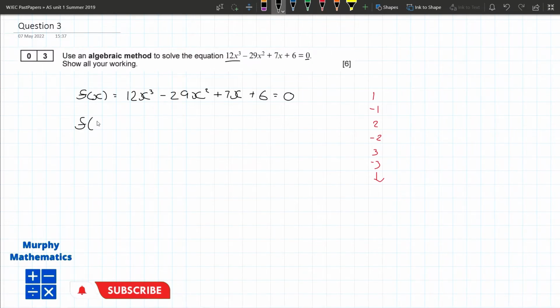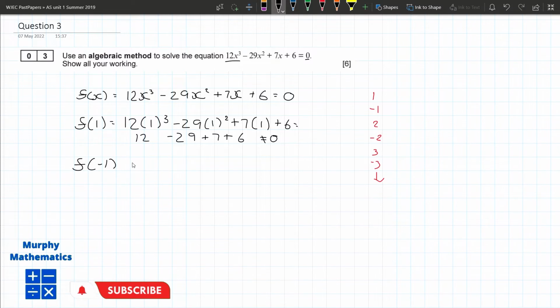So f of 1 equals 12 lots of 1 cubed minus 29 lots of 1 squared plus 7 lots of 1 plus 6. And that's 12 minus 29 plus 7 plus 6, which is 13. So that does not equal 0.